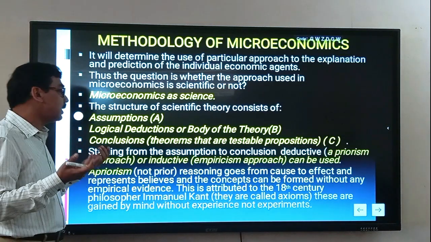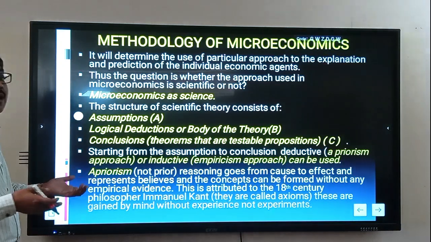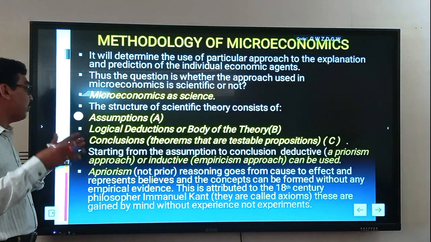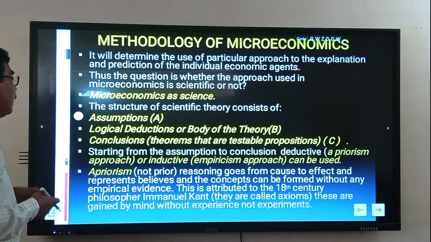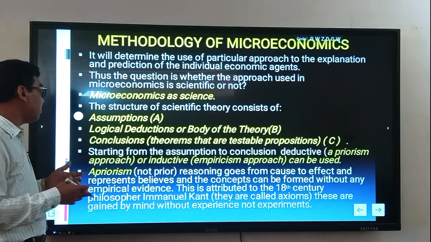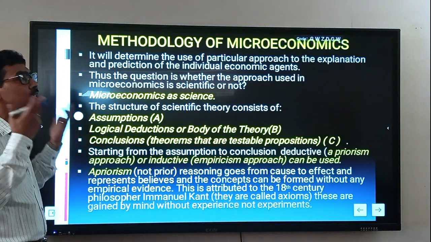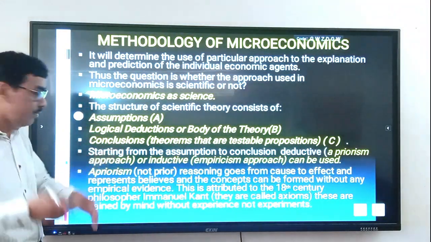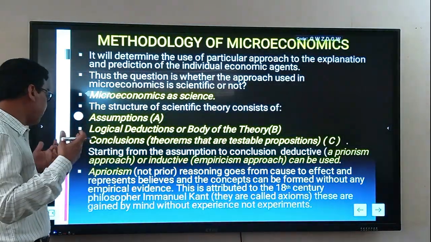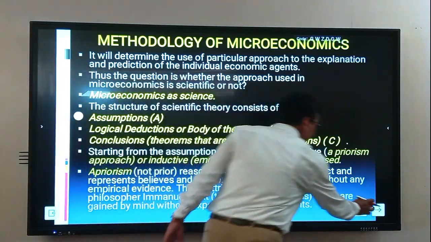And this is attributed to the 18th century philosopher Immanuel Kant. This is called Kantian philosophy, which is based on this a priorism approach. So these are gained by the mind. It is actually thoughts in the mind. It does not require any kind of proof, any kind of empirical evidence. So these are gained by the mind without experience or without experiment.